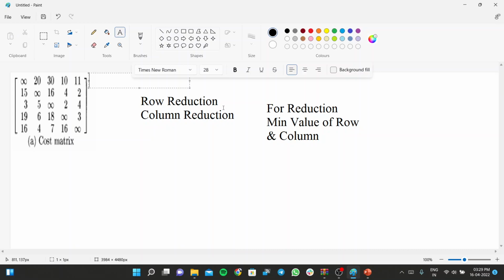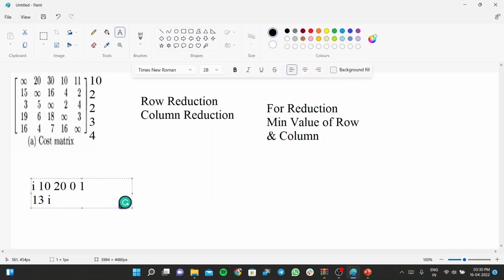So for this the minimum value is 10, for this it is 2, for this it is 2, for this it is 3. Do not consider infinite, we need to consider only the numbers. And for this one it is okay. Now, let us consider infinite as I. So 20 minus 10 gives 10, then 0, 1. And for this 15 minus 2, that is 13, infinite.